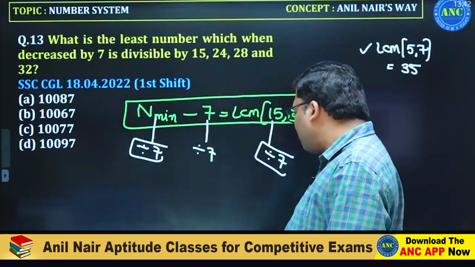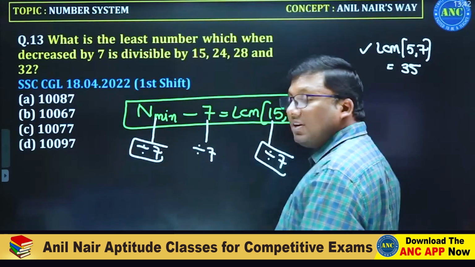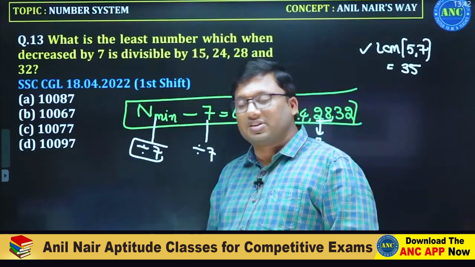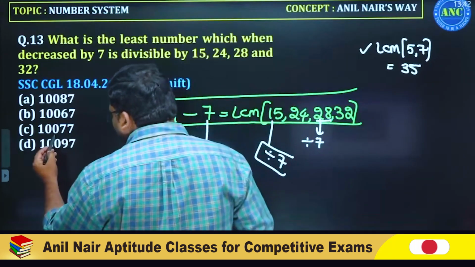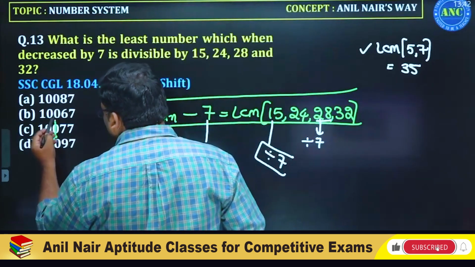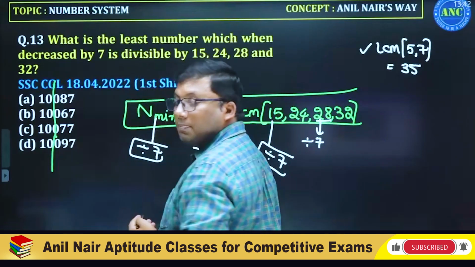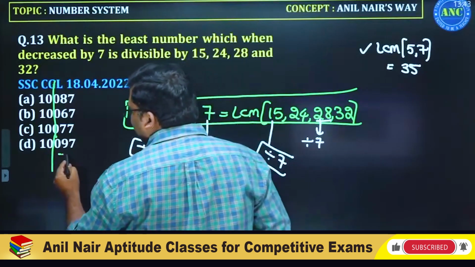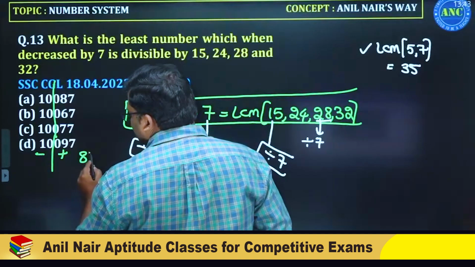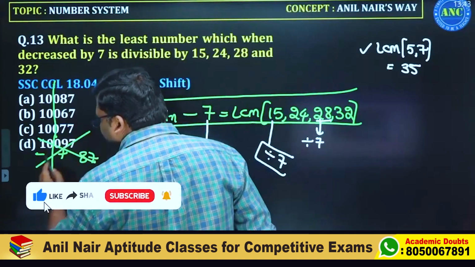Check which answer option is divisible by 7. What is the divisibility rule of 7? Take a group of 3 digits. Alternatively plus minus. 97 minus 10, 87. 87 is not divisible by 7.